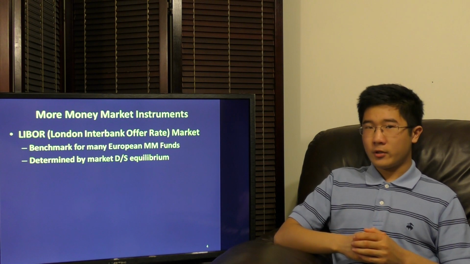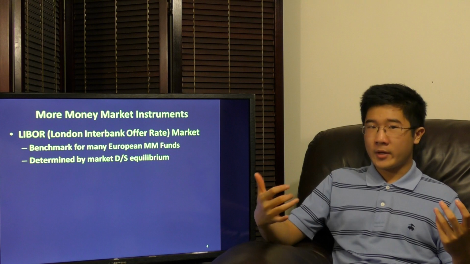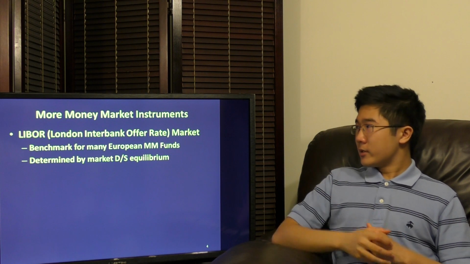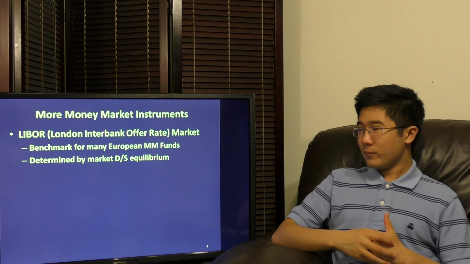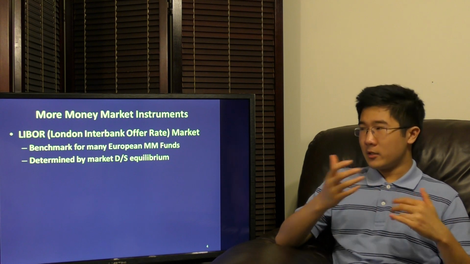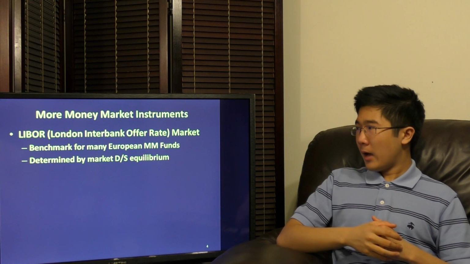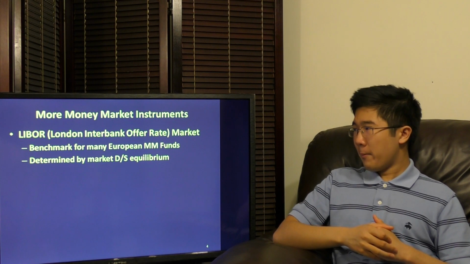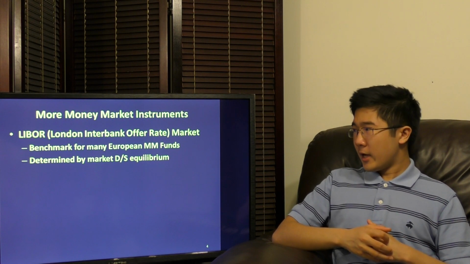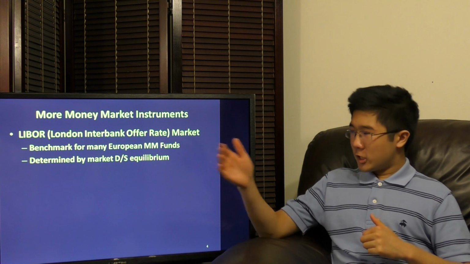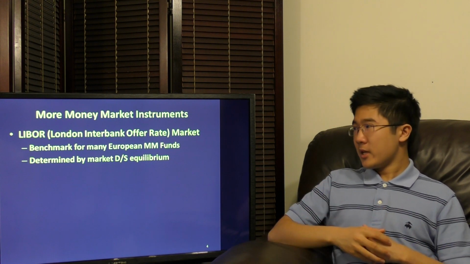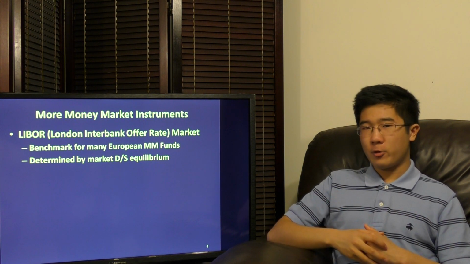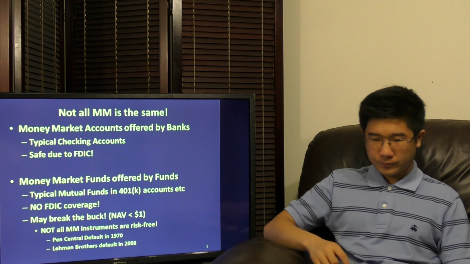Of course, another important rate in another important economy and market is the London Interbank Offered Rate, or LIBOR. The LIBOR market is basically the same concept as the federal funds rate, except in London among banks there. It's a benchmark basically for European money market funds that may also have impacts globally. But more importantly, it's determined naturally, per se, by market demand-supply equilibrium, instead of, say, artificially determined by the Federal Reserve, such as in the United States.